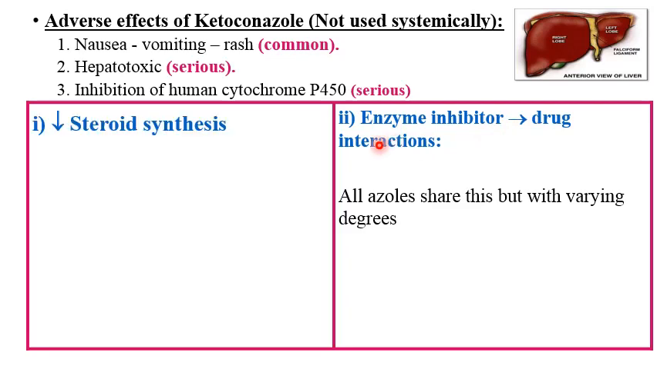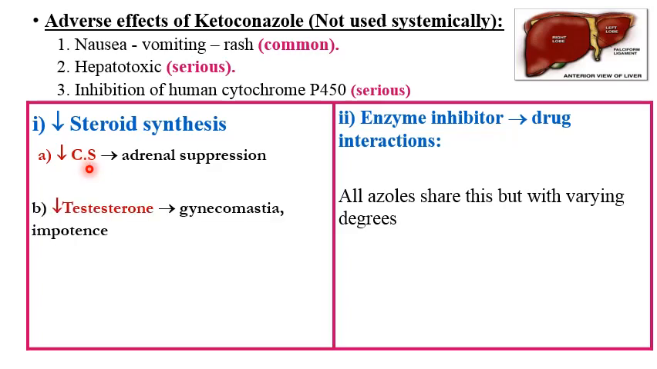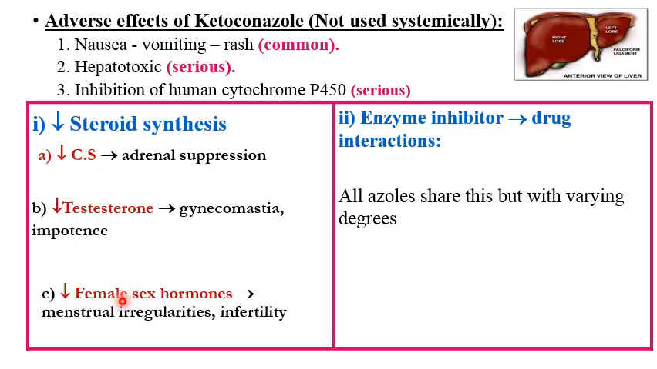It will also inhibit this enzyme, which is used in the synthesis of steroid hormones in our bodies. So it will decrease steroid hormone synthesis. What are the steroid hormones? Steroid hormones are the corticosteroids, testosterone, and female sex hormones. When the corticosteroids are decreased, this will lead to adrenal suppression. When testosterone is decreased, it will lead to gynecomastia and erectile dysfunction in males. When the female sex hormones decrease, it will lead to menstrual irregularities and infertility.